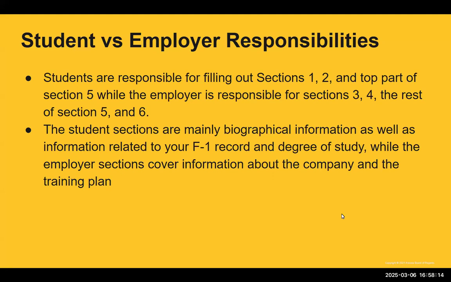So let's talk about student versus employer responsibilities. Students are responsible for filling out sections 1, 2, and the top part of section 5, while the employer is responsible for sections 3, 4, the rest of section 5, as well as section 6 of the document. The student sections are mainly biographical information, as well as information related to your F1 record and your degree of study, while the employer sections cover information about the company and the training plan you'll be receiving on STEM OPT from the company.